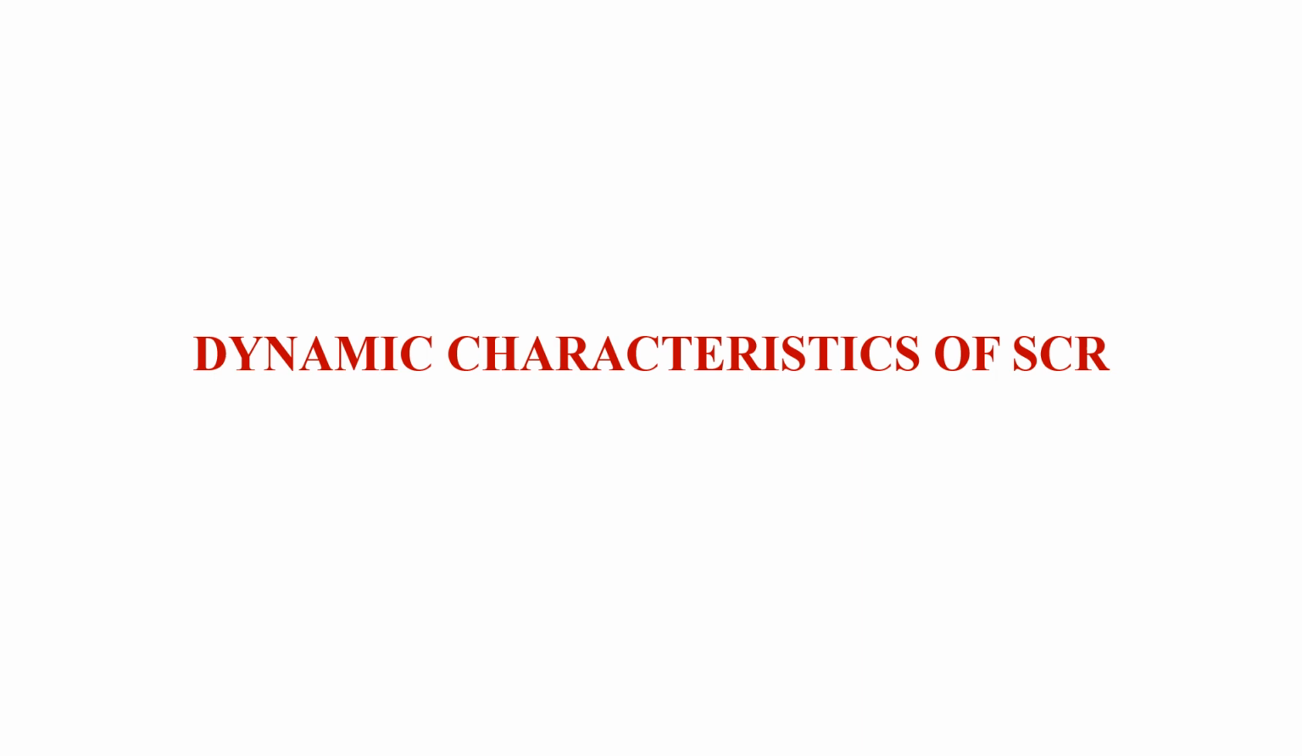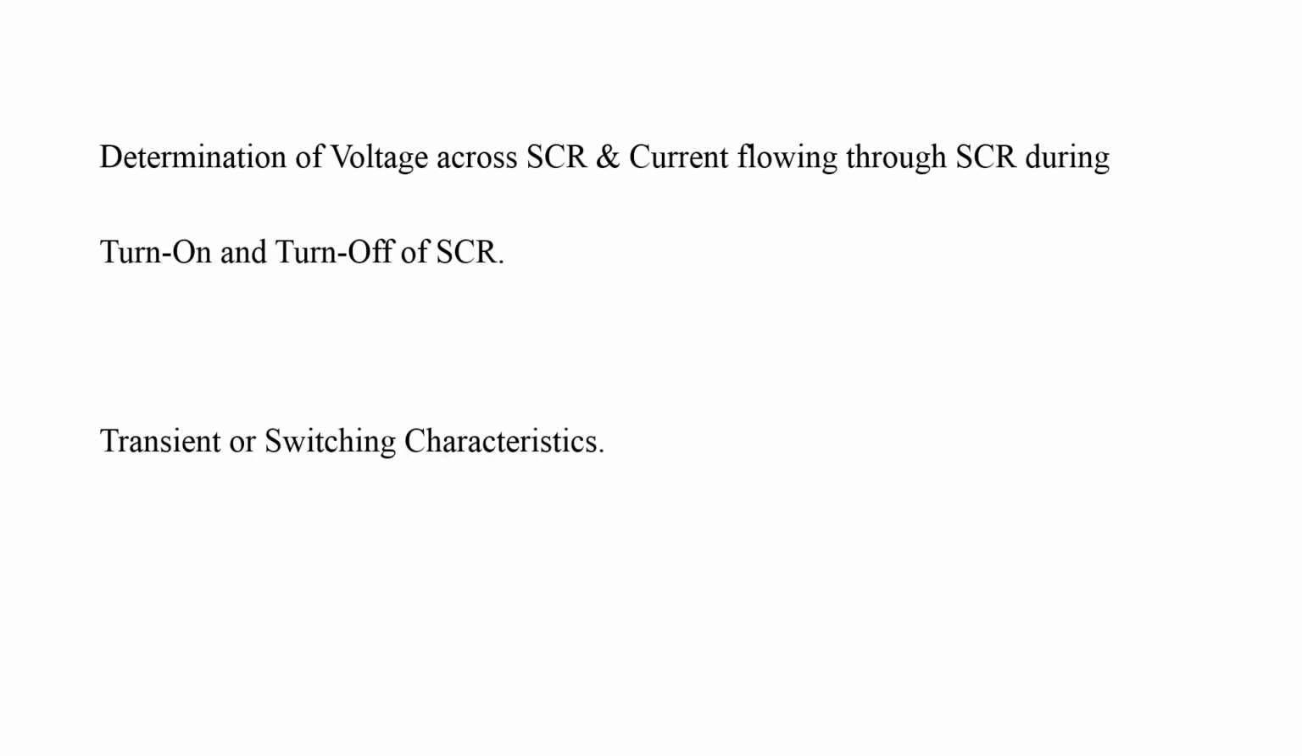Before going to the characteristics, first we have to know the meaning of dynamic characteristics. Dynamic is nothing but variable. The characteristics which are not constant with respect to time are dynamic characteristics. Or we can define dynamic characteristics as the determination of voltage across the SCR and current flowing through the SCR during the turn on and turn off periods of the SCR. These dynamic characteristics are also known as transient characteristics or switching characteristics.